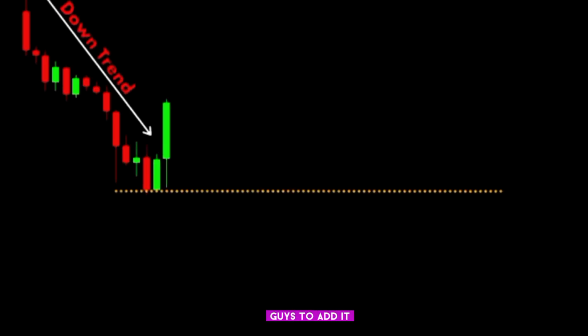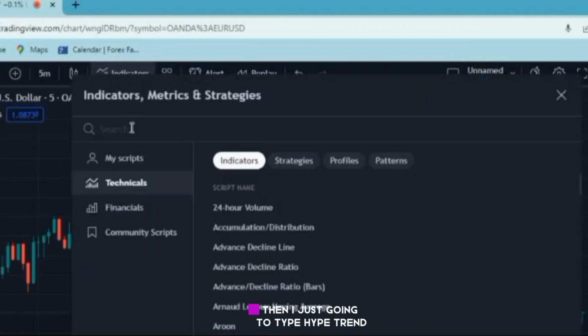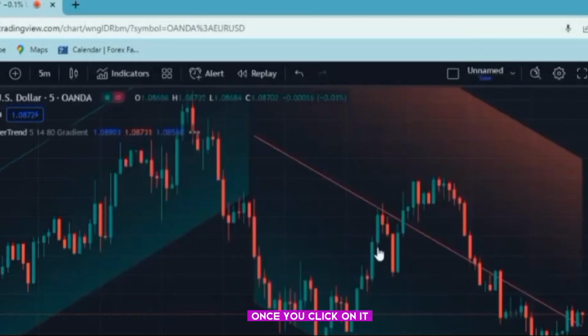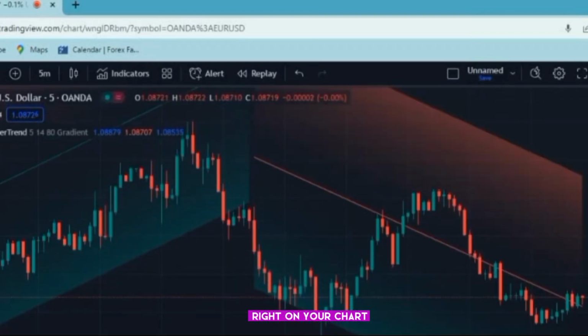So guys, to add it, just click on the indicator tab, then I'm just going to type Hyper Trend, this one by LuxAlgo. You click on it. Once you click on it, it will appear like this right on your chart.